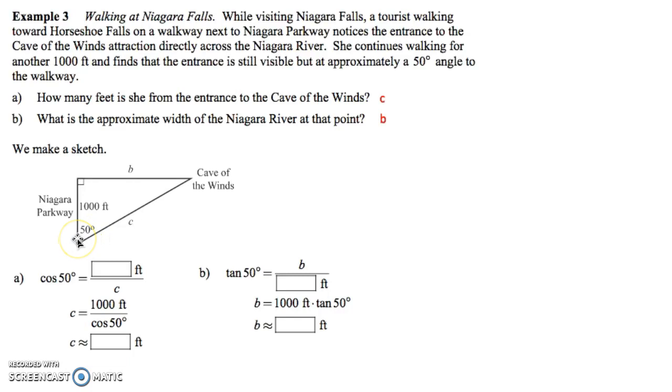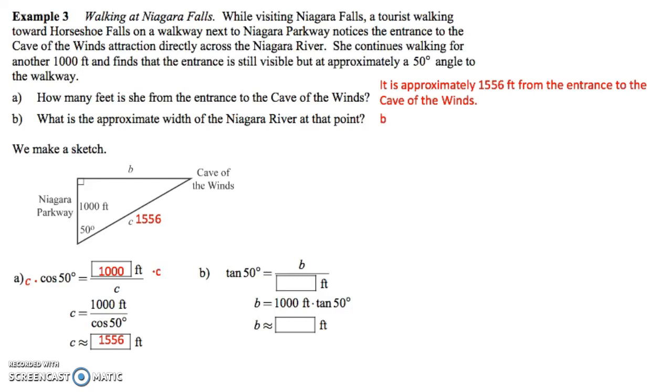So from this viewpoint, we know that cosine is adjacent, so 1,000 feet over C. We're unsure what that length is, so we'll solve for C by multiplying each side by C, and then we'll need to divide each side by cosine of 50 degrees to get C by itself. So when I take 1,000 divided by cosine of 50 degrees, it's approximately 1,556 feet when rounded to the nearest foot. So it is approximately 1,556 feet from the entrance to the Cave of the Winds.